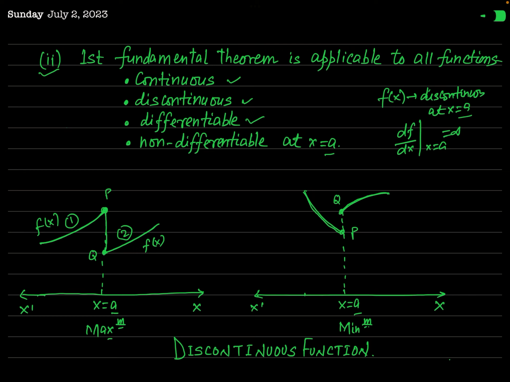So in these two figures, I have shown two discontinuous functions, graphical plots of discontinuous functions, and at the point of discontinuity, the function may have a local maximum or a local minimum. Although the functions are not continuous, they are not differentiable at the point of discontinuity, because I have told you that at the point of discontinuity, the slope of the curve is undefined.